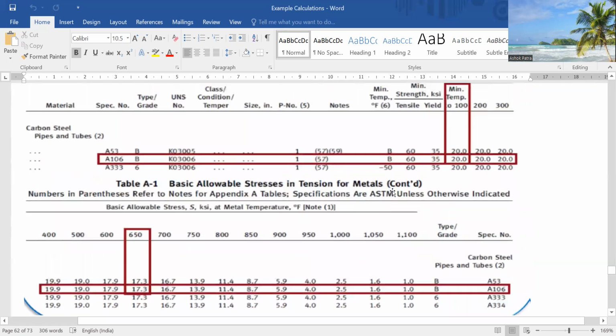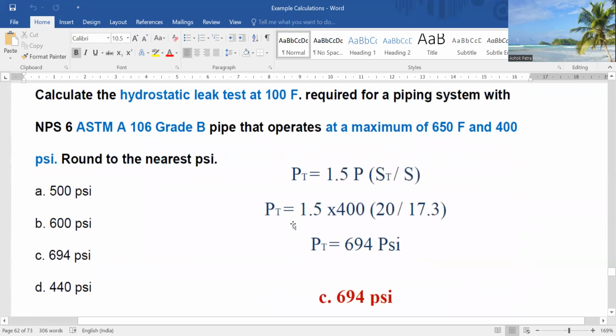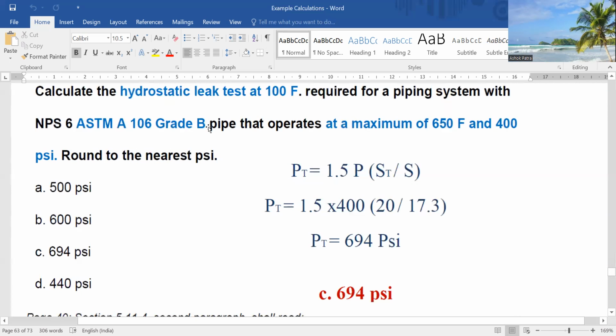So you have to find the minimum temperature with how much the value and P number. Let's see. Calculate the hydrostatic leak test.